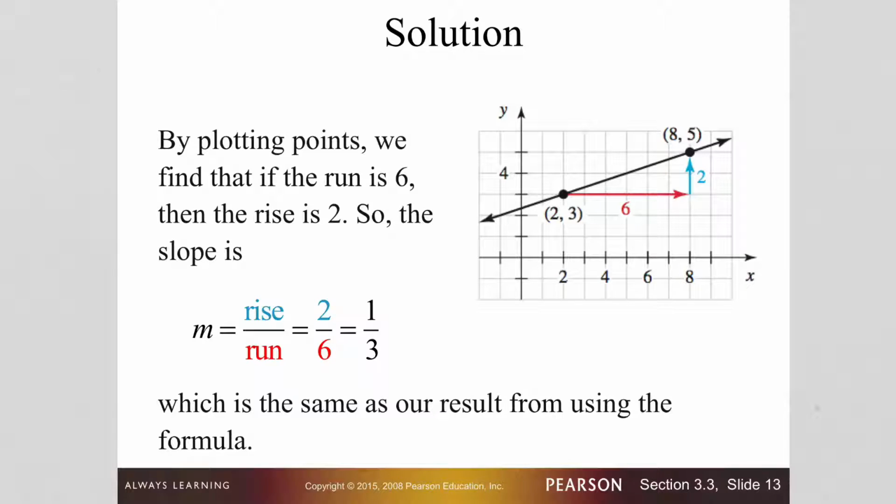Okay, so here's the solution in a graph. They graph the point 2, 3 right here. They graph the point 8, 5 right here. Your vertical change is 2. Your horizontal change is 6. And again, we always reduce our fractions.